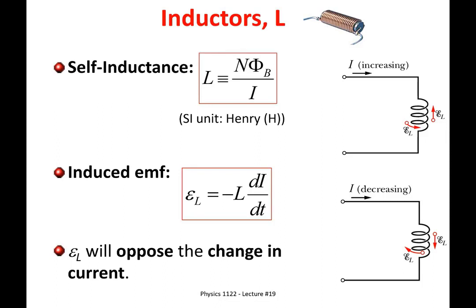So the top image on the right shows the current increasing, and the induced EMF is opposed to the change. And the second case shows that the current is decreasing in the circuit, and then the induced EMF is going to be in the same direction as the current to oppose the change. So when the current is increasing, induced EMF is opposed to the current. When the current is decreasing, the induced EMF is in the same direction as the current to keep it going. And in both cases, it's opposed to the change in the current.